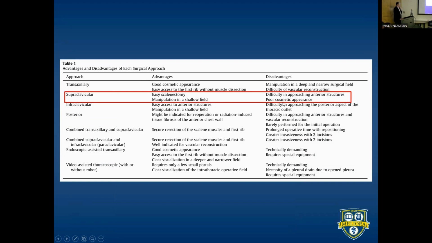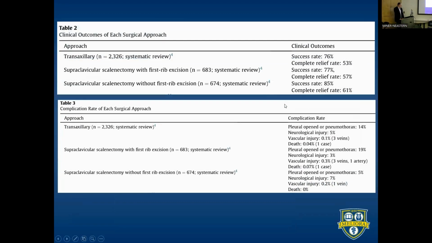They thought the downside was a poor cosmetic appearance, but I actually don't think that's true. It heals like an ACDF incision, which is pretty good. In this paper, the transaxillary approach, and this is for all comers TOS, was about 75%. The supraclavicular scalenectomy with first rib was 77%, and the supraclavicular without first rib was 85%.